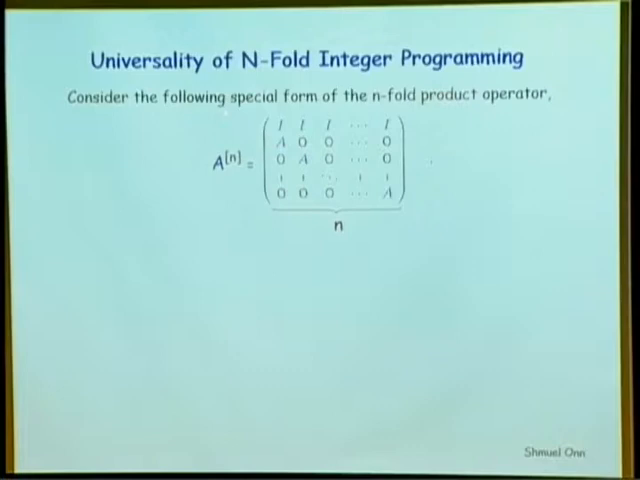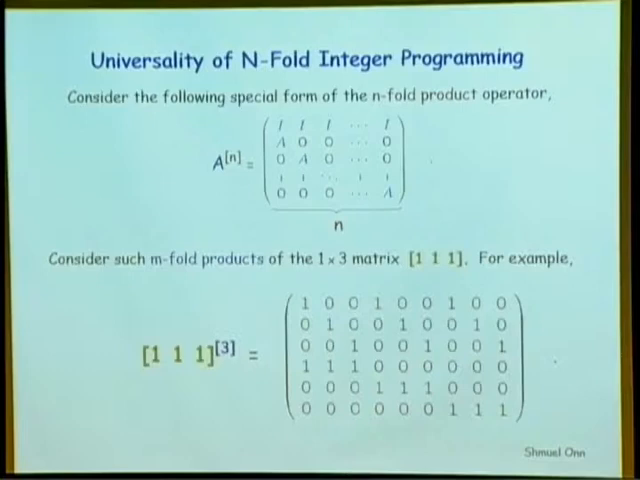And actually, this already occurred in the previous talk. You remember multi-commodity flows. There, this A was this D, the incidence matrix of a graph. So we do this with identity, and then we do the n for the usual n-fold thing, and I call this the bracket n-fold product. This is a very useful thing. And in particular, we are always going to look at n-fold products of this form of a fixed small matrix, 1, 1, 1. Can you guess why 1, 1, 1?